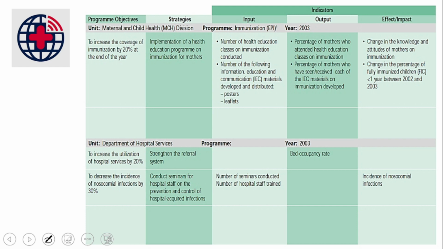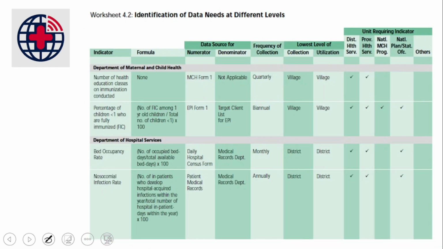These are some of the indicators. For example, say you are developing an HMIS and your primary objective is to improve the coverage of immunization by 20% in that year. So what are the inputs that will go into it? What are the outputs that you expect? And then what is the overall impact of the system that you are planning to create? Identifying data needs at different levels means that you will first identify the sources of data. You identify the frequency of collection. You will identify who at the district level, provincial level, and national level is going to provide this data.